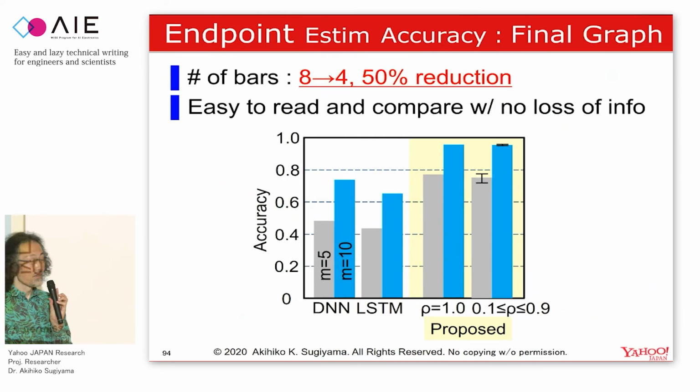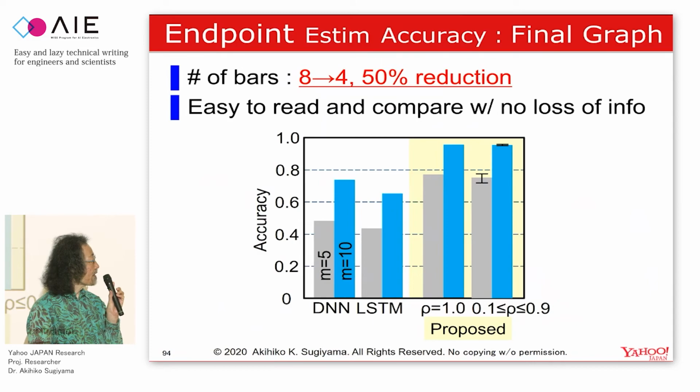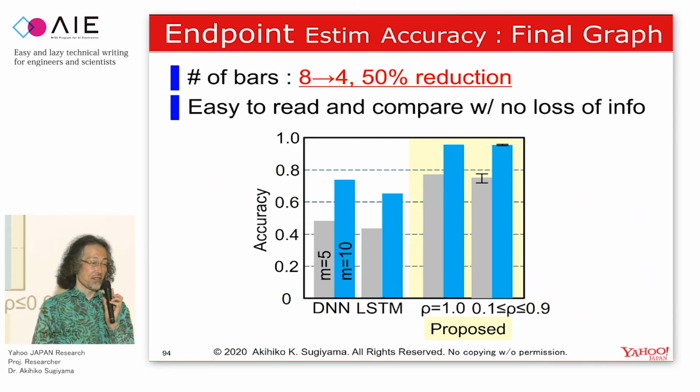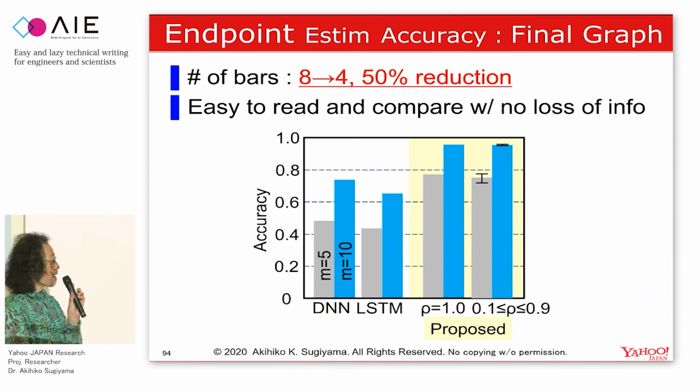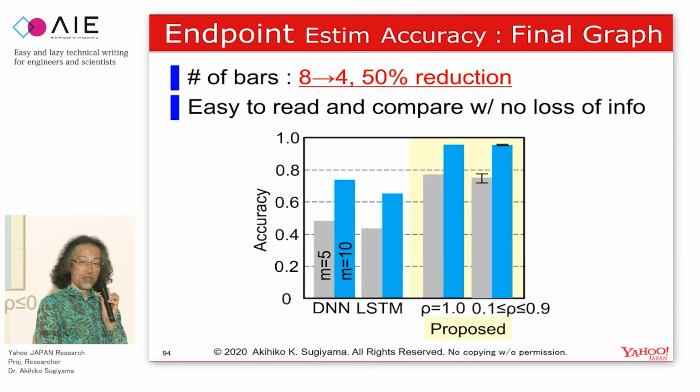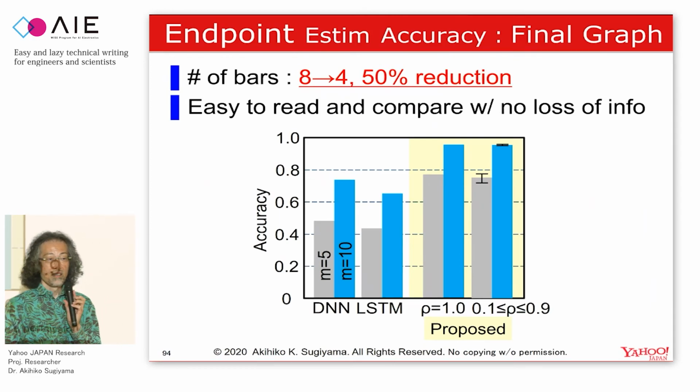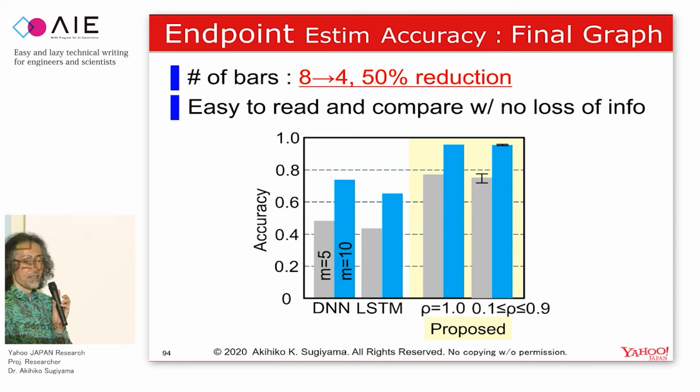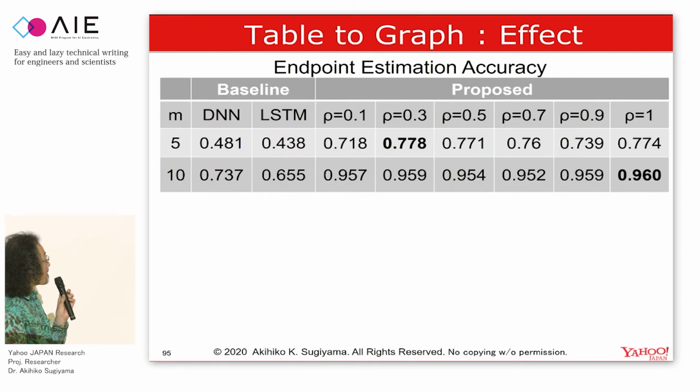It's very simple, right? You have only 4 groups of bars and it is very easy to convey. Number of bars from 8 to 4, it's a 50% reduction, and easy to read and compare with no loss of information. What is the information? Okay, the proposed methods are always better than the conventional method with DNN or LSTM. The bars are taller than these, and it is insensitive to the value of rho. So there is no lost message, but it's very easy to read, providing better visibility.